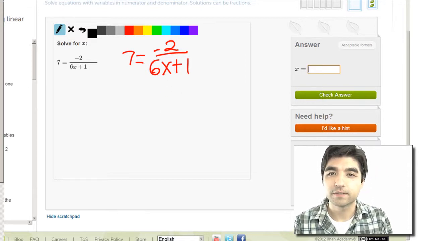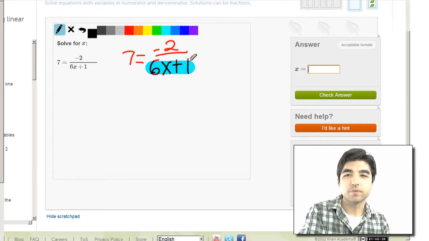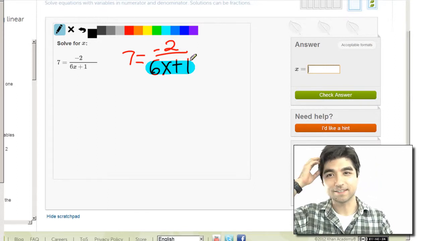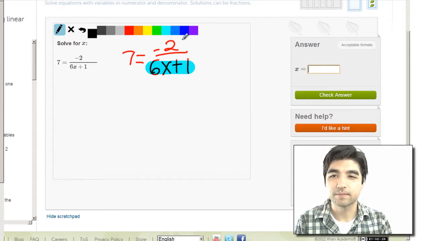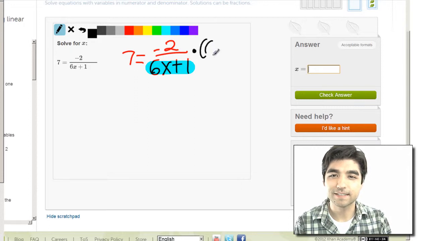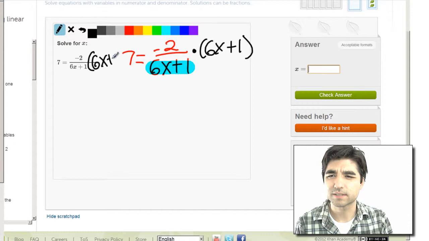So the first thing that we need to do is we need to get all this stuff on the bottom. Let me highlight this. All this stuff down here, we need to move all of that to the other side. I know, pretty crazy, huh? So we need to take both the right side and the left side times this entire denominator. I'm going to show you what happens when you do that. So we got 6x plus 1.